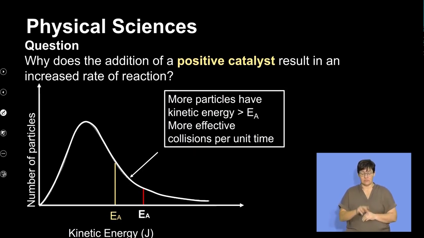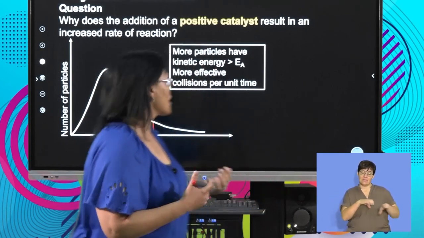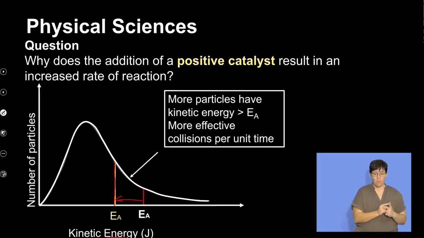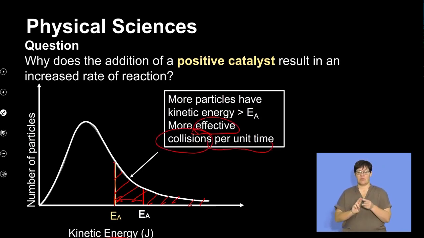We go look at how the positive catalyst will be shown on the Maxwell-Boltzmann distribution. Remember, it lowers the activation energy. So if we look at our axis here, our kinetic energy on the x-axis, we can now see that the activation energy now moves a little back on the axis to a smaller number. So all these particles there will result in effective collisions per unit time.